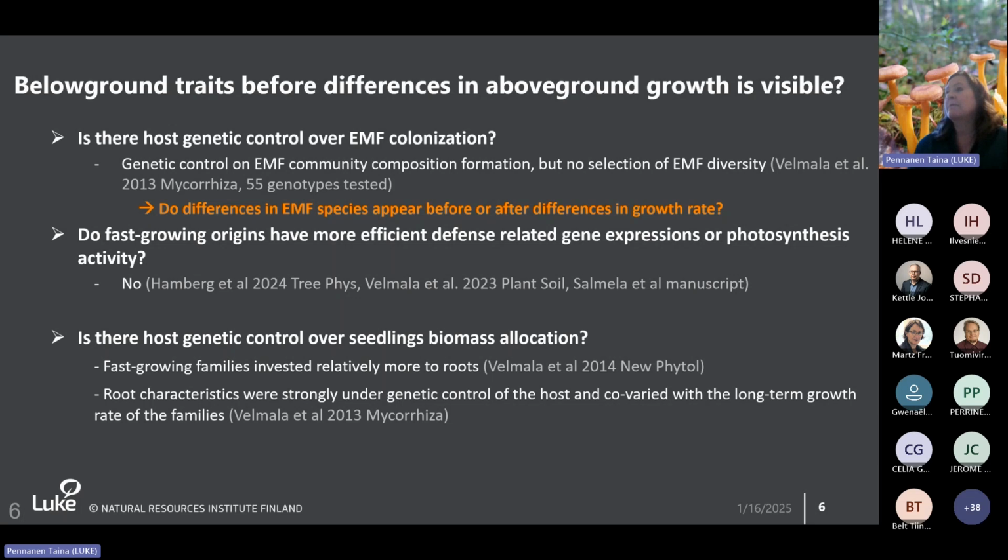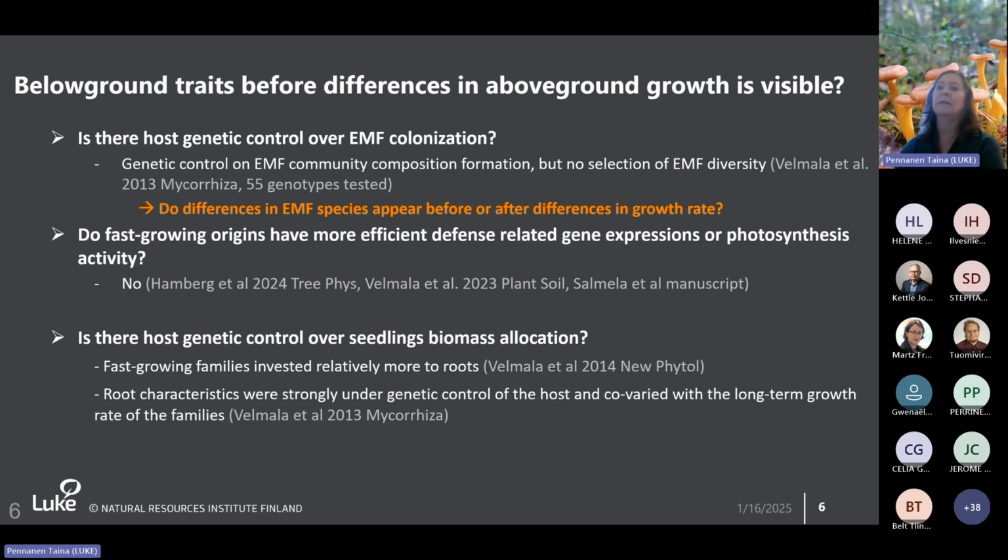We were looking at those hypotheses, but all the experiments we have been doing say that there are no systematic differences in the defense-related activities of the host. But then something else. When we were looking at these mycorrhizal species in the genetic backgrounds, we found that they did have systematic differences in their roots.